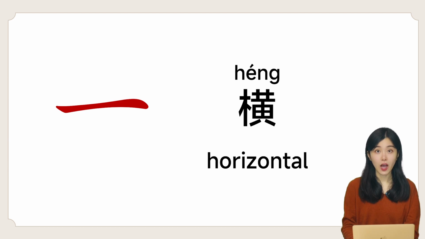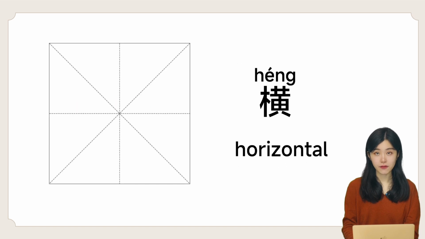Let's see the first stroke. We call it 横. Please read it after me. 横, which means horizontal. Now, you should write it from the left to the right, like this. Like drawing a line from the left to the right.